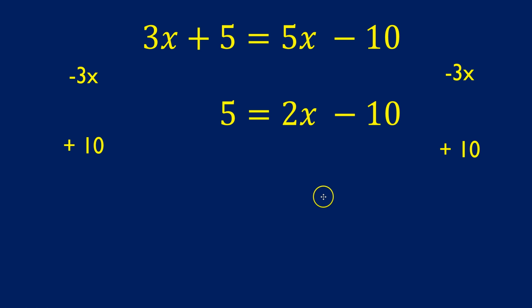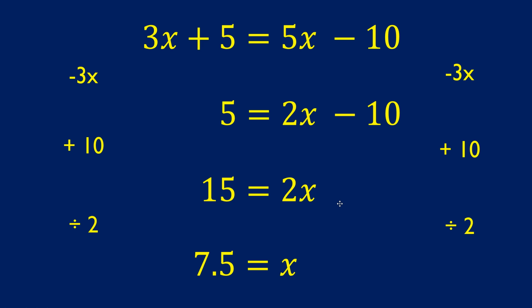So if I add 10 to 5, it's 15. And if I add 10 to the right hand side, it just leaves me with the 2x. Now this just means what do I have to times by 2 to make 15? The opposite of timesing by 2, of course, is dividing by 2. So instead of doubling, we half. So half of 15 is 7.5. Don't get scared that it's a decimal. You can have decimal answers in these.